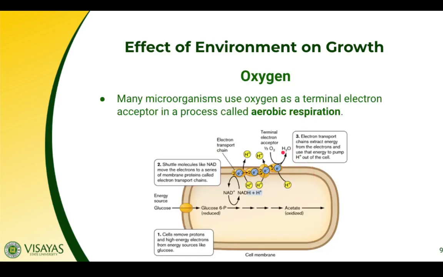Another environmental factor is oxygen. Many microorganisms use oxygen as a terminal electron acceptor in a process called aerobic respiration. When we go to metabolism, we will understand how the proton motive force works. In this case, oxygen is needed for the proton motive force to work. The proton motive force is found in the electron transport system, which produces energy from the electrons donated by high-energy electron carrier molecules.